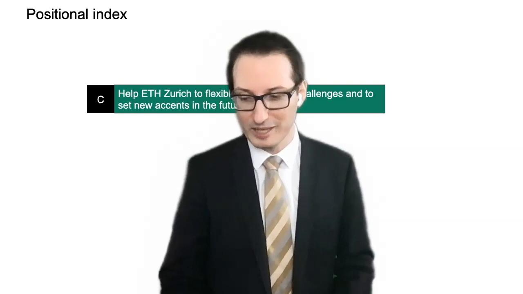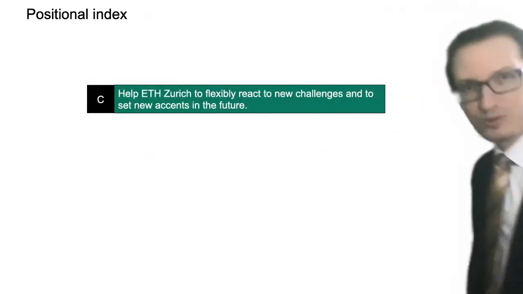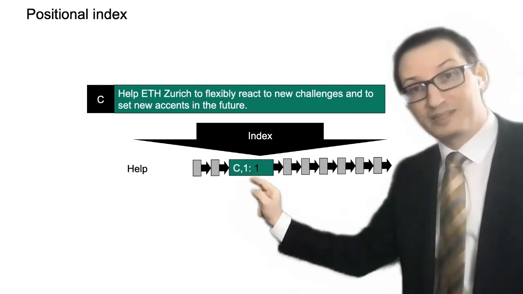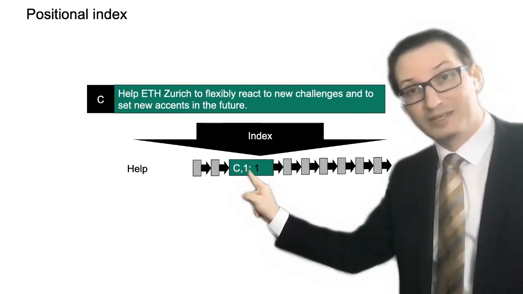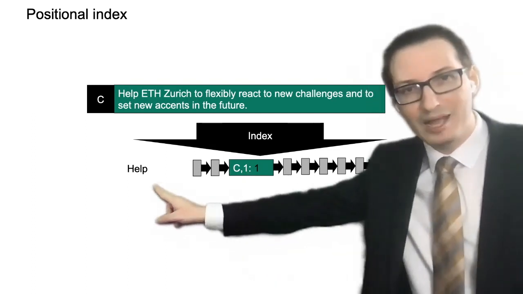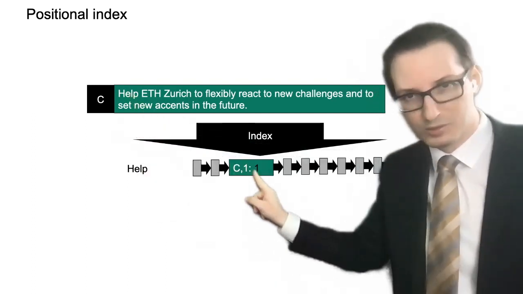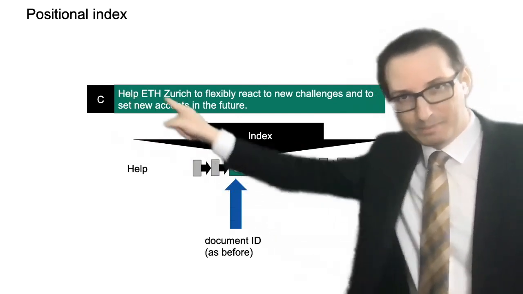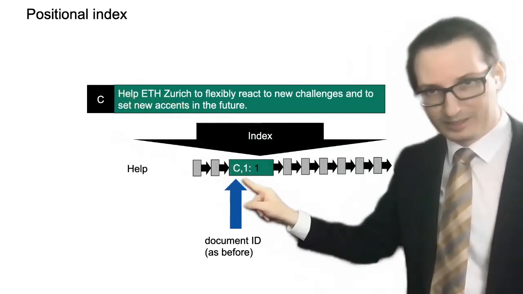So what is a positional index? A positional index looks like this. You basically still have the list of word semantics, but right here, you don't just have the document ID, you actually have the list of the positions. So help here is at position 1. So you have a 1 here. This is the document ID, C. In that case, C is the document ID.